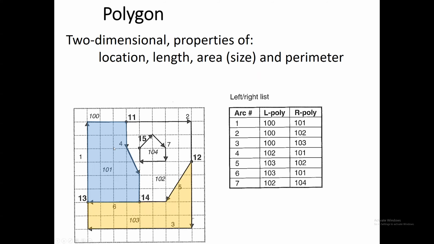We can also think about these guys as separated from each other by arcs on the left and the right-hand side. So for example, polygon 101 and polygon 103. If we think about this arc segment number 6 right here, and the arrow shows the directionality of this, on the left-hand side of this guy is polygon 103, and on the right-hand side of this guy is polygon 101. All right, so this is how these guys are actually represented under the hood.